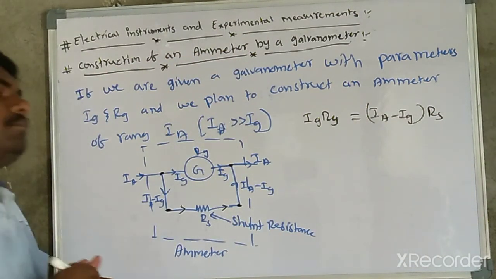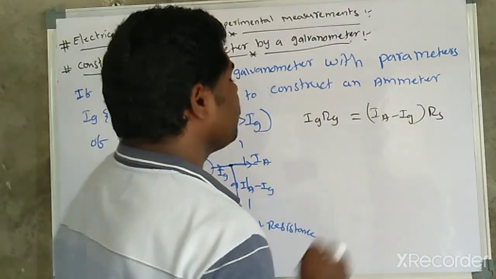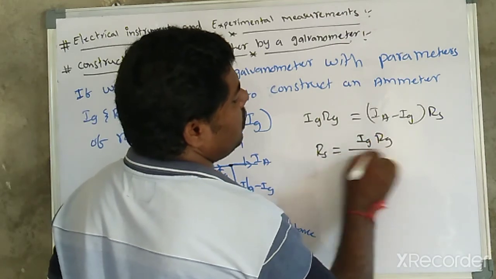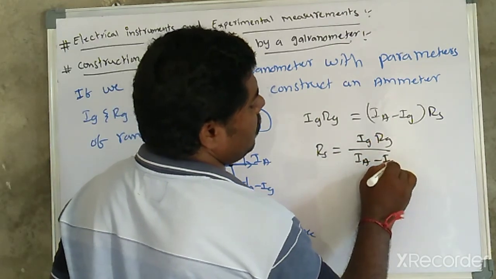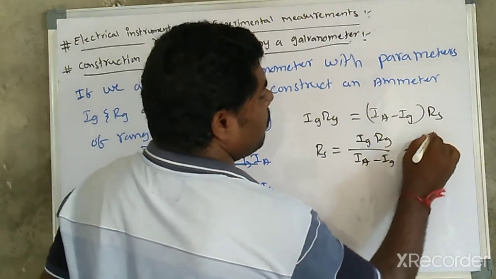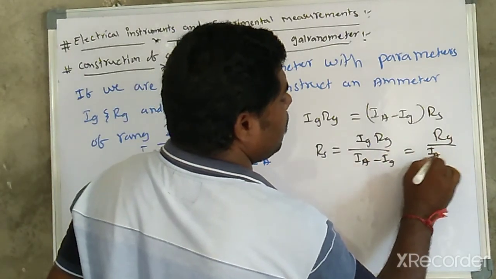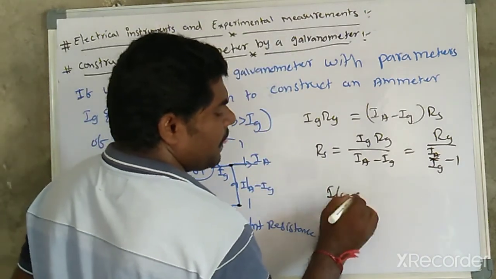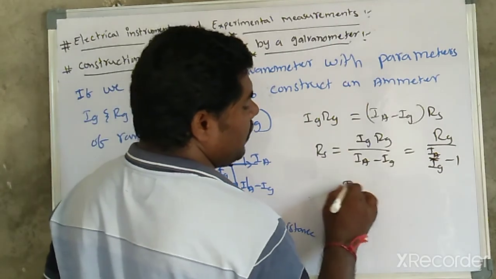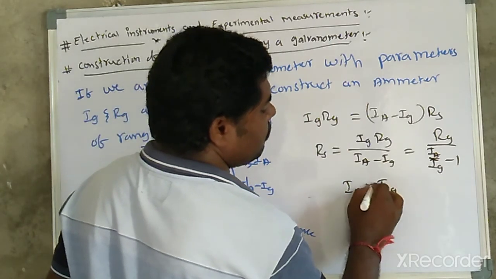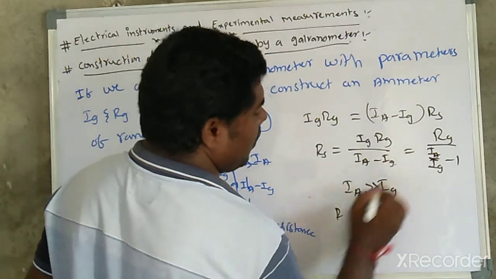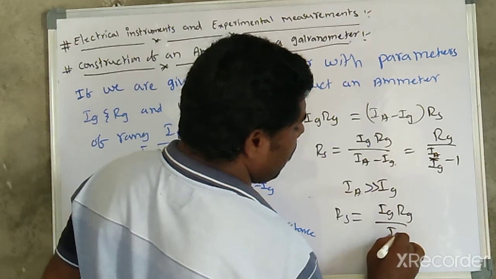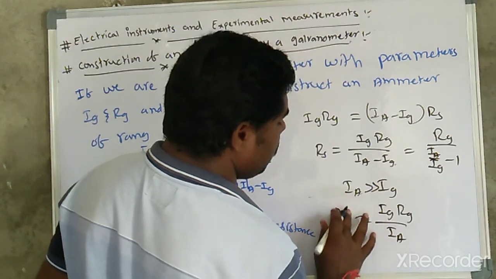Sometimes they will ask for the Rs value. That Rs, nothing but the shunt resistance value, is equal to Ig Rg divided by Ia minus Ig. There is one more formula: Rg divided by (Ia divided by Ig minus 1), which is also correct. And if, compared to Ia, the Ig value is smaller, you may neglect this Ig. So Rs is approximately equal to Ig Rg divided by Ia.